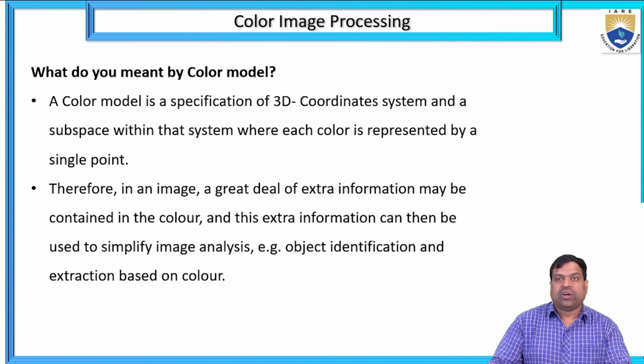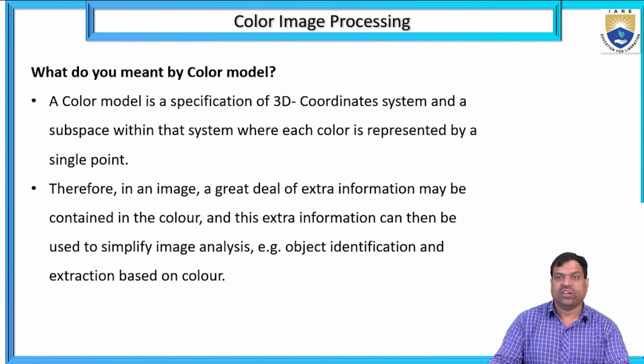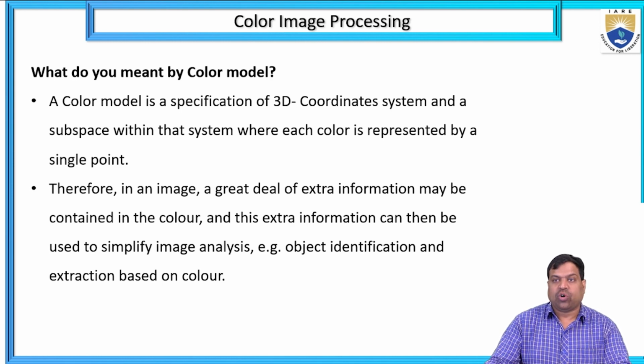Today I am discussing definitions and terminology on color image processing. What do you mean by color model? A color model is a specification of a 3D coordinate system and a subspace within that system where each color is represented by a single point. In an image, a great deal of extra information may be contained in the color, and this extra information can then be used to simplify image analysis. Example: object identification and extraction based on color.